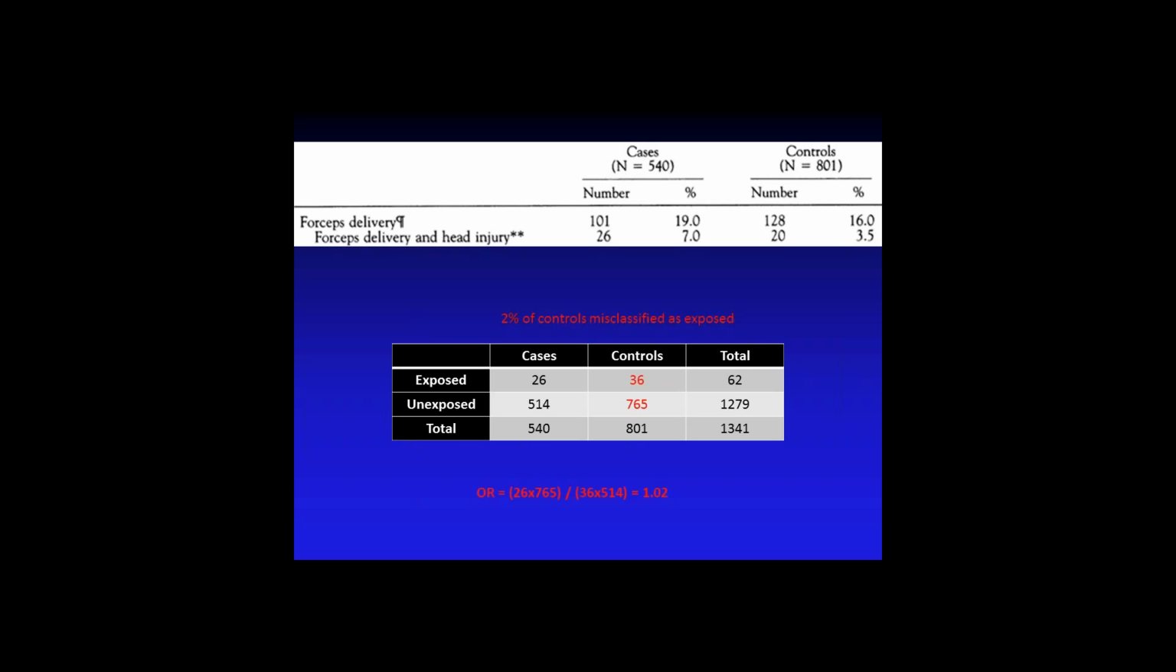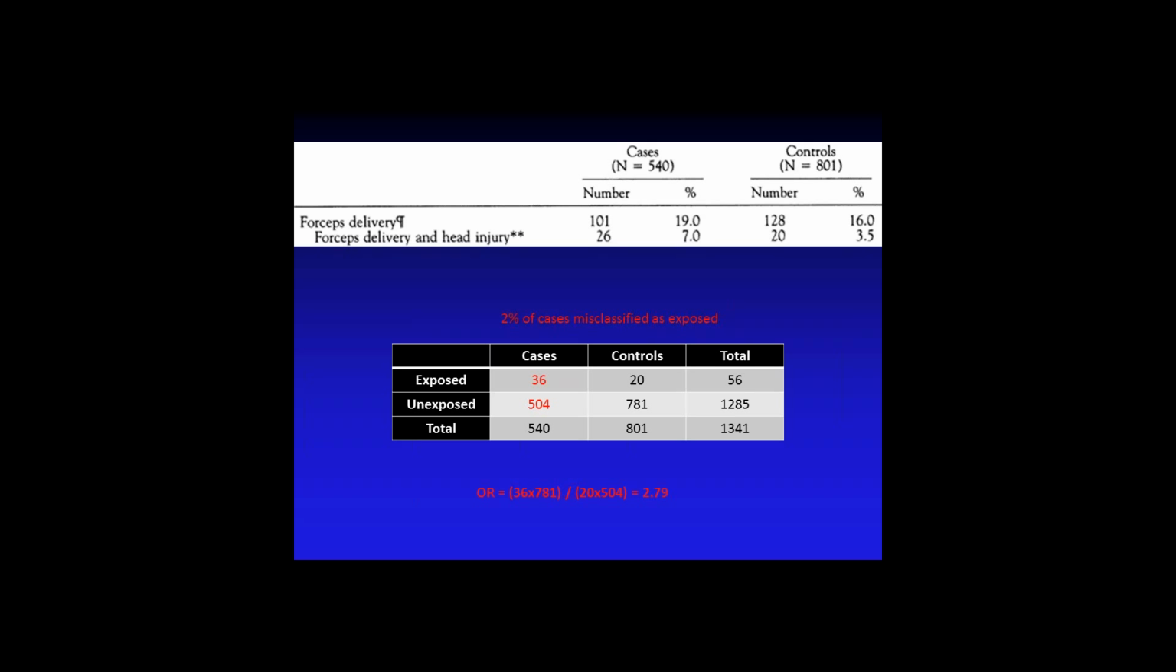We go the other way, in which case the controls can perfectly remember whether or not they had a head injury, forceps delivery. Let's say for some reason the cases couldn't remember, and they were underestimating the exposure status. And so we again go from 26 to 36, if 2% of the cases were misremembering. And so our odds ratio is 36 times 781 divided by 20 times 504. And now our association measure went higher, 2.79, right?